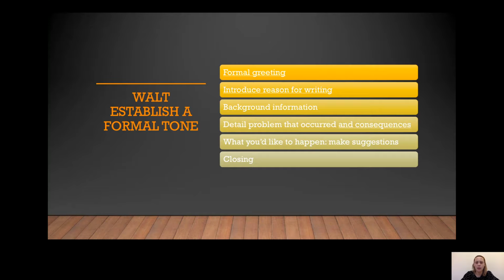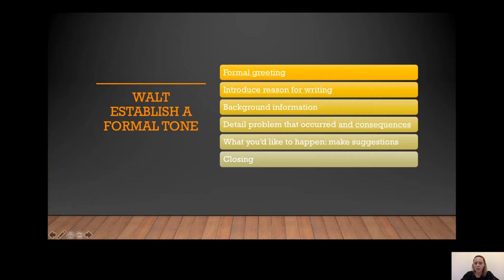We always begin with a formal greeting, followed by our reason for writing. Then we provide some background information or some context, which is usually how we stumbled upon the problem. The most important part, perhaps, is to detail the problem. So exactly the issues we're complaining about, and the consequences of those issues. So how have you suffered as a result of what you're complaining about?